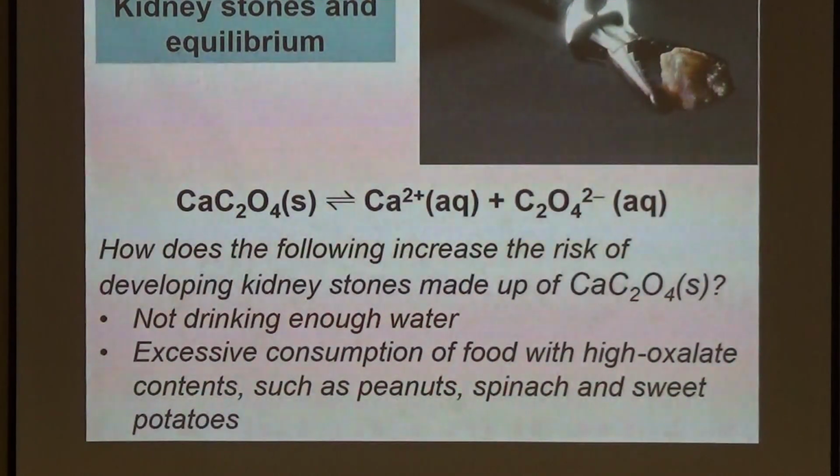Okay, so basically, not drinking enough water is one possible cause, but there are other medical conditions that lead to this. One of these is that there can sometimes be a change in the pH of the fluid inside your kidney, and then it causes this to be precipitated out. Okay?